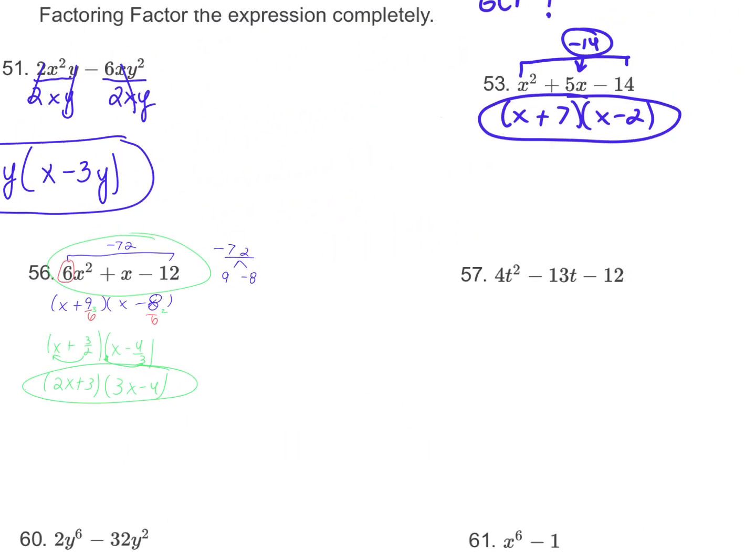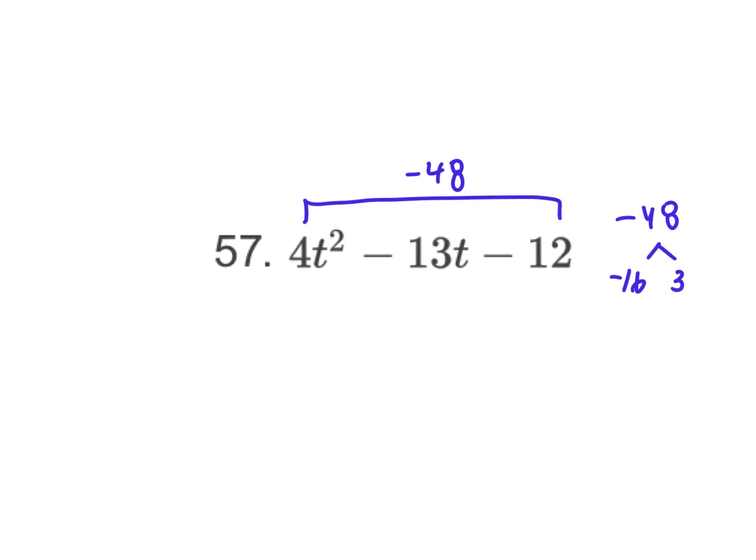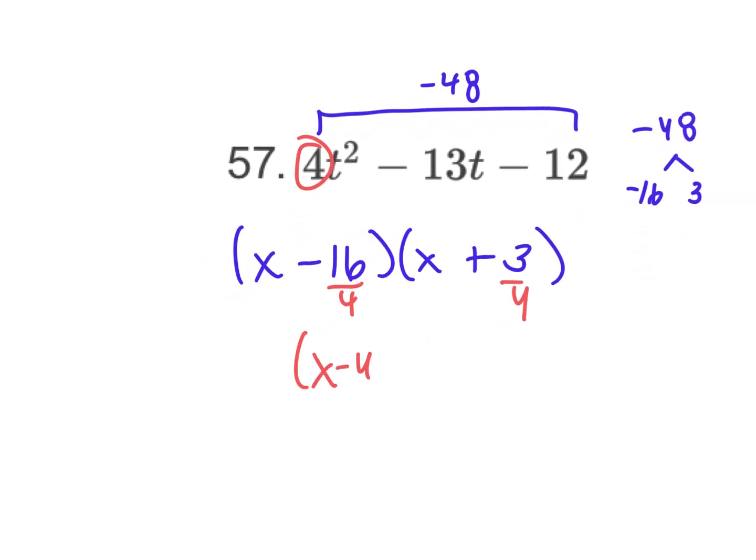All right, moving on to 57. Again, is there a GCF? No. So I'm going to go ahead and multiply a times c. So 4 and -12 gives me -48. So factors of -48 that multiply to give me -48 and add to give me -13. It's going to be -16 and a +3. So again, I'm going to use x's just because my t's are going to start to look like different letters. So x in the front of each parenthesis. I have a -16 and a +3, and I'm going to divide each factor by my a term. So x minus 4, and this becomes 4x plus 3.